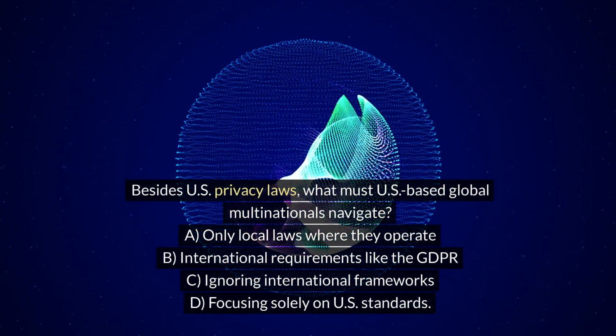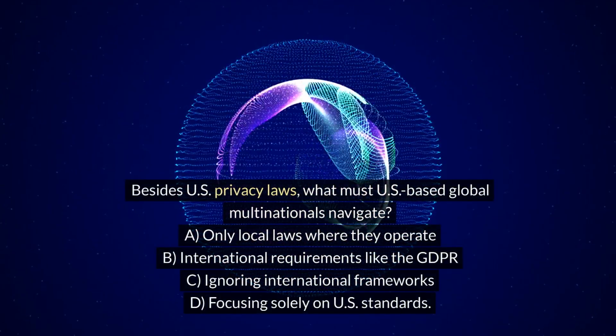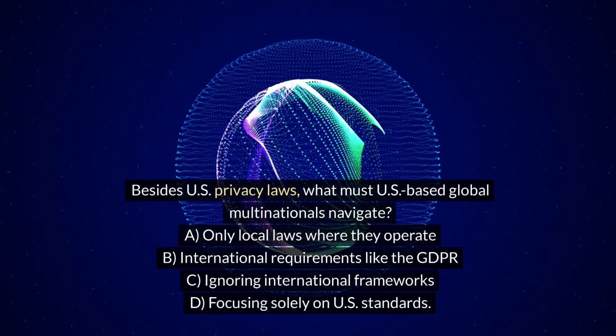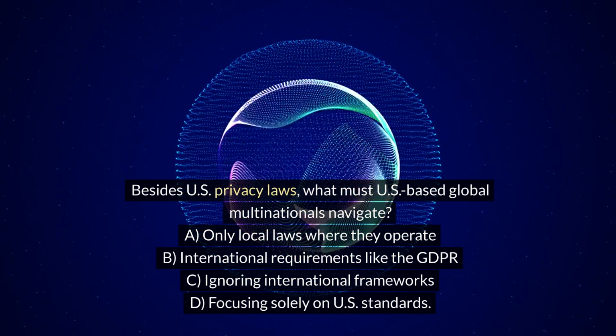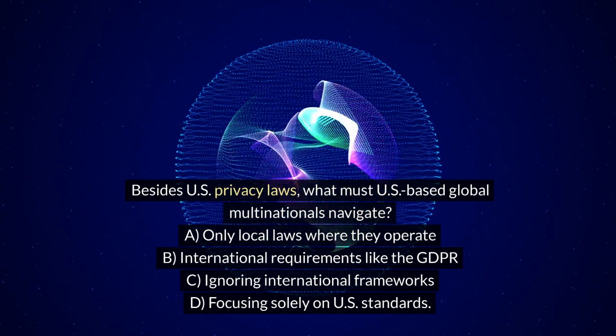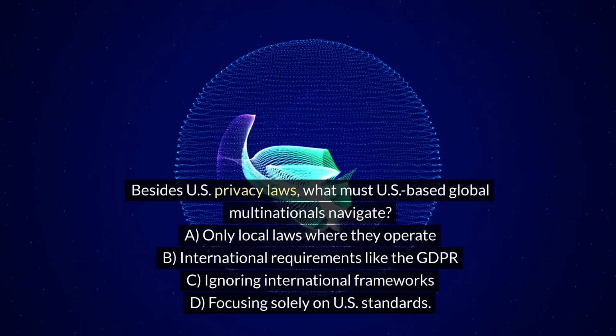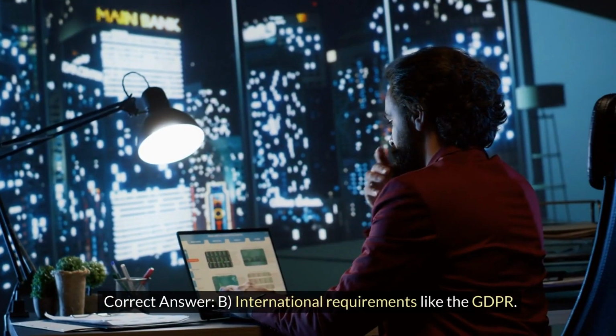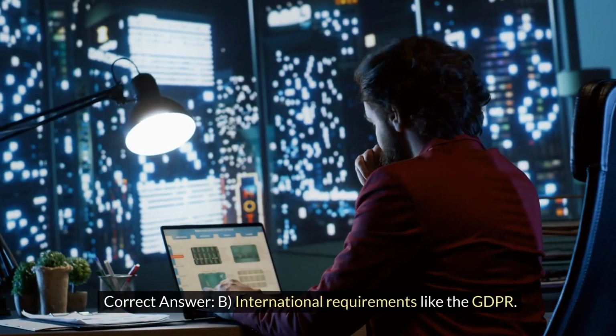Besides U.S. privacy laws, what must U.S.-based global multinationals navigate? A. Only local laws where they operate. B. International requirements like the GDPR. C. Ignoring international frameworks. D. Focusing solely on U.S. standards. Correct answer. B. International requirements like the GDPR.